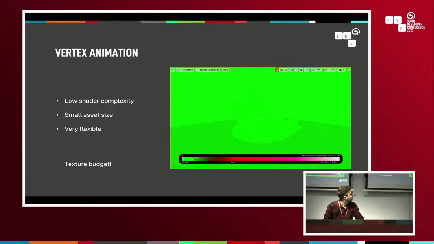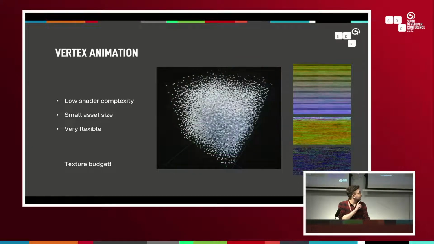So this is the shader complexity. You can see in Unreal, it's very, very low, surprisingly. The asset size is pretty small and it's very flexible. So this is what it looks like.